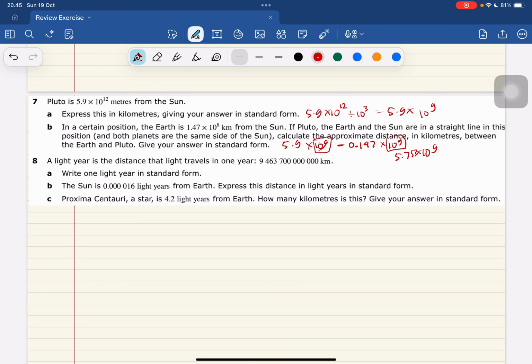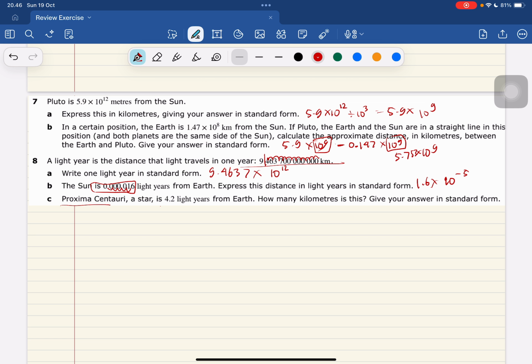Last question. A light year is the distance that light travels in 1 year. Okay, here write 1 light year in standard form. So this is going to be 9.4637. We count from here until here: 1, 2, 3, 4, 5, 6, 7, 8, 9, 10, 11, 12. So times 10 to the power of 12. If the sun is this many light years from earth, express the distance in light years in standard form. So it's going to be 1.6 times 10 to the power of minus 5.